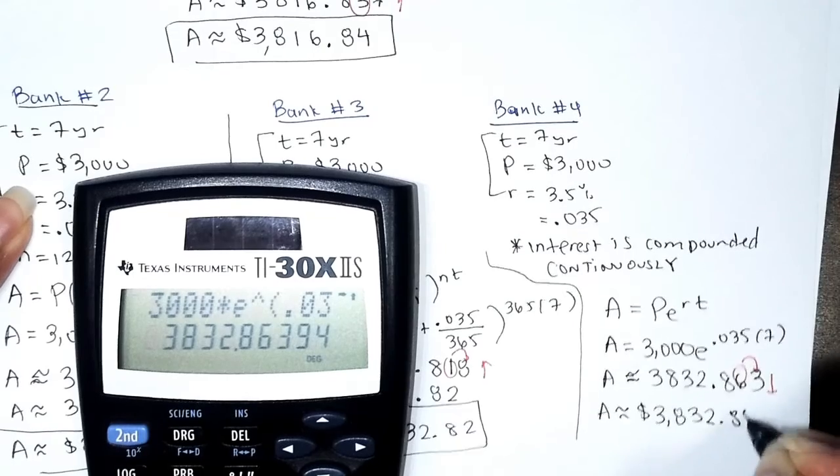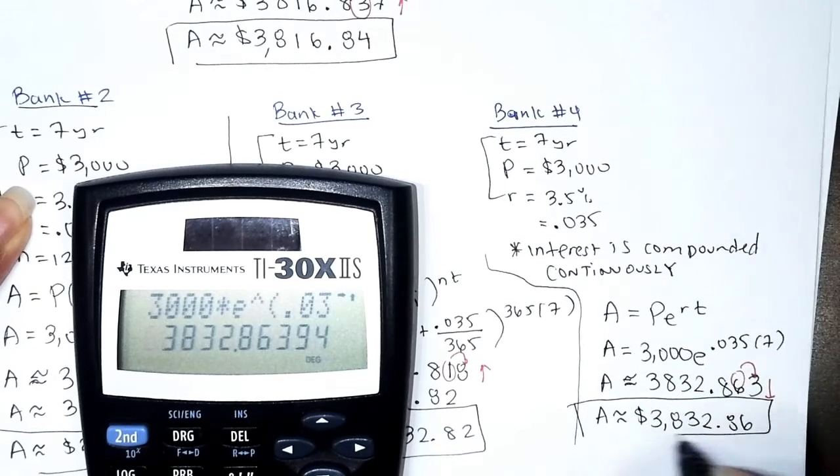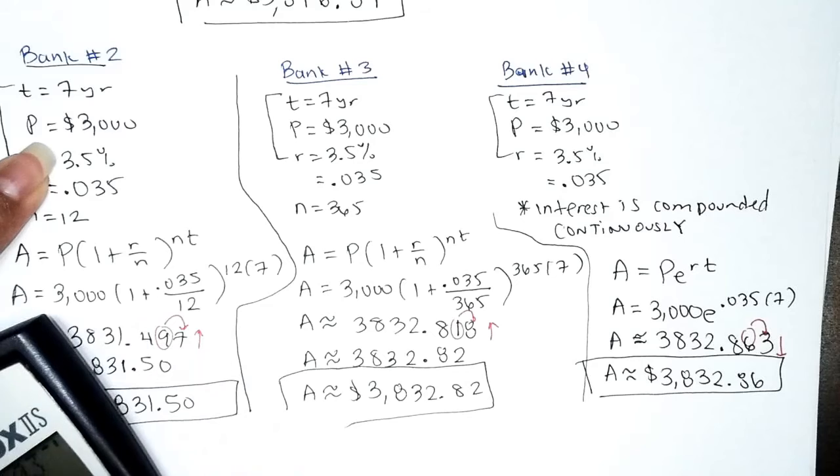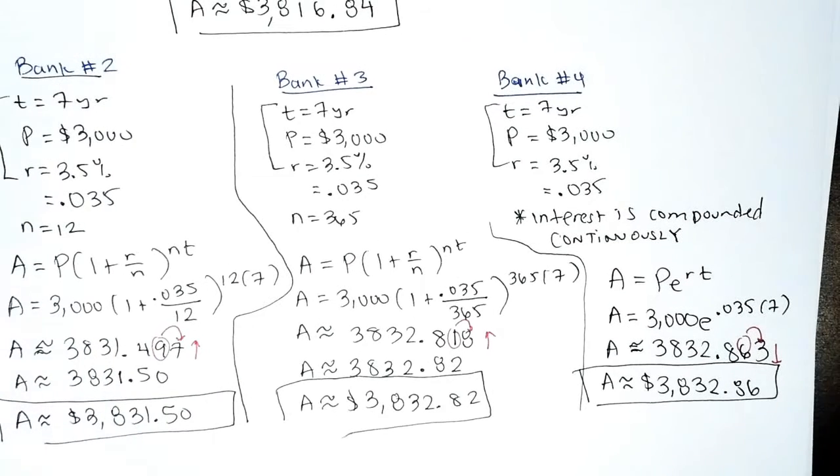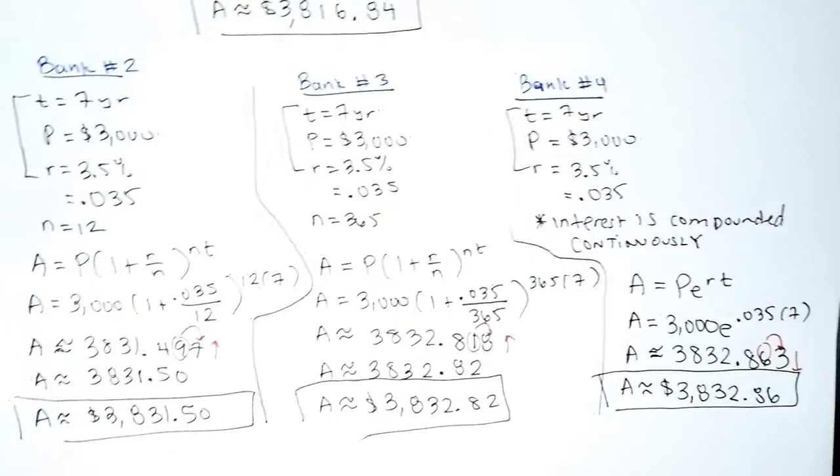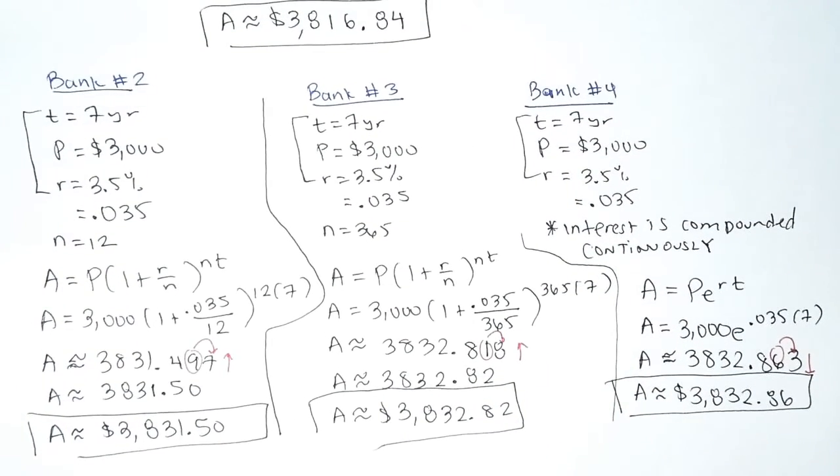$3,832 with 86 cents. This is expected to be more than the other one, and yeah, it's 4 cents higher. So the question was, how much money will there be in the account at the end of 7 years? It's a 4-in-1 problem, so we've answered it. But let's throw out a bonus question. If you were Panchito, this is an online bank, so you don't have to worry about gas money. If you were Panchito, where would you park your money? Would you put it in a place where the interest is compounded yearly, monthly, daily, or continuously?